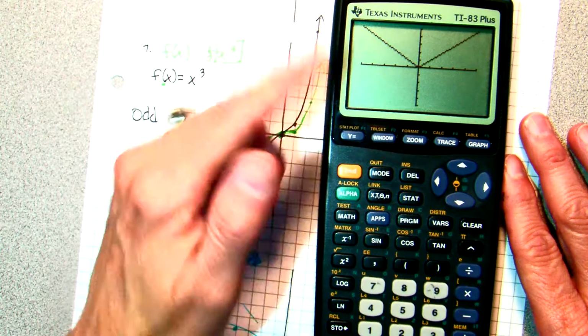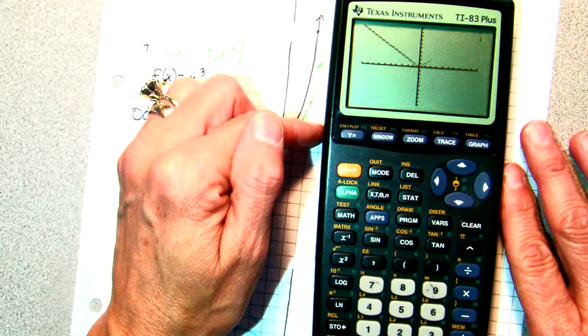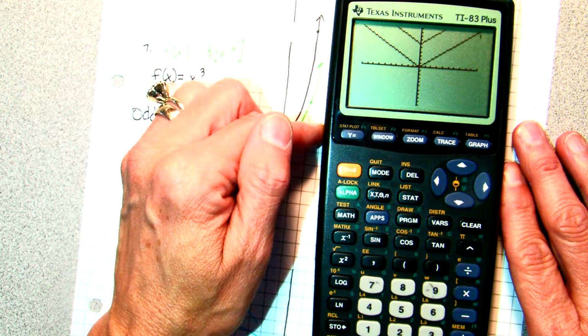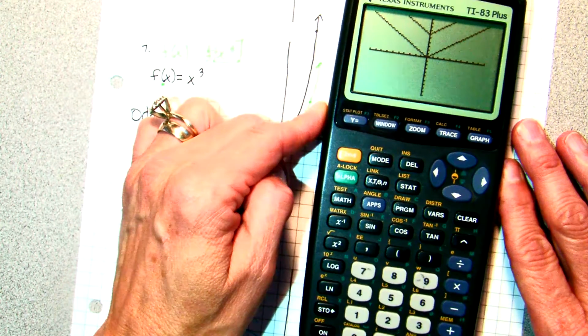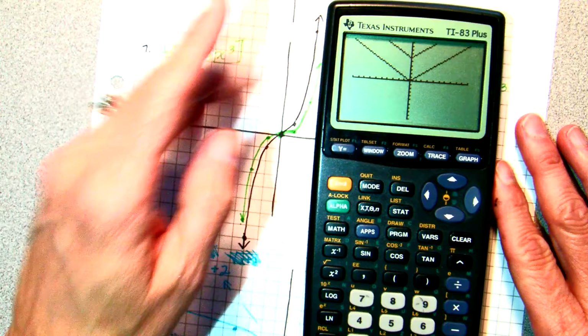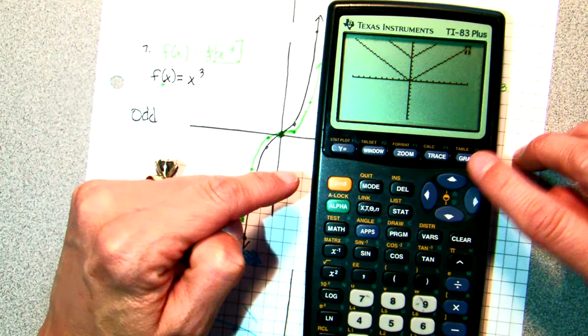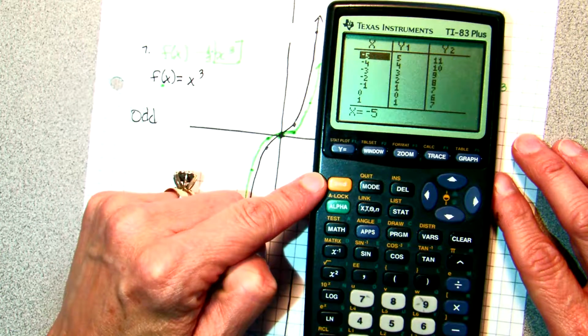And you can't see my up 6, so I'm going to hit zoom standard, and that's going to scroll me back out to where you see a 10 by 10 viewing window. And that top one up there is my shifted up 6. Now something that's going to come in very handy to you. Remember this. Hit second and graph. Above that graph button it says table, so hit second graph, and it shows you your table of values.